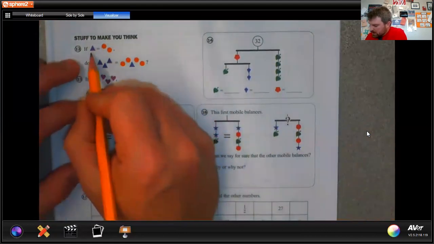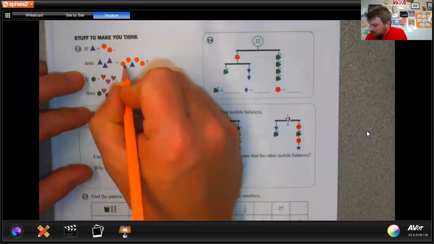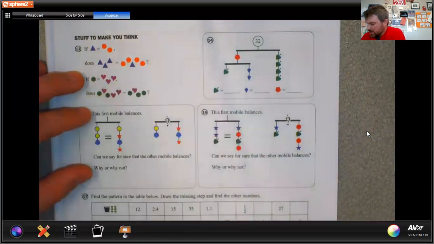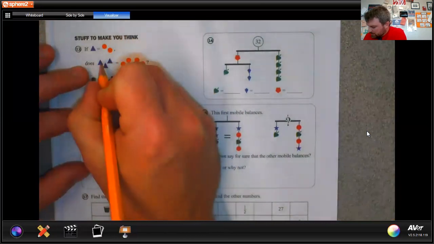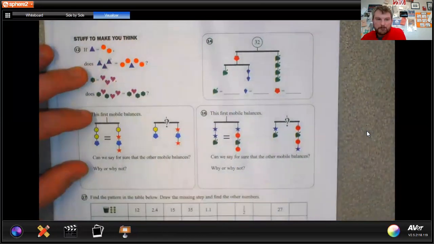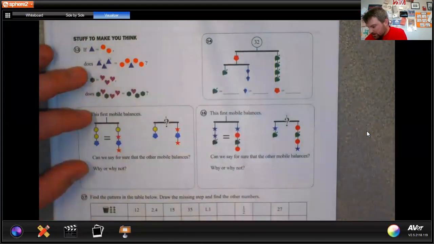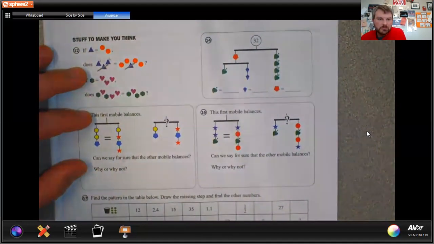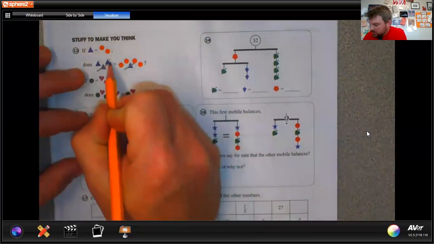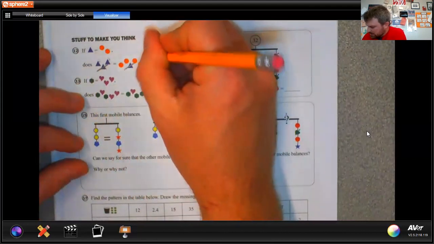Number 12. If a triangle is 2 circles, does 3 triangles equal 4 circles and a triangle? Is that true? Okay, well, a triangle is 2 circles. So really I have 2 circles, 2 circles, 2 circles. Okay, you notice I could do this a little bit differently. I just thought of, I've got a triangle on both sides. What happens if we cross them out? It's still going to be balanced. Okay, so I got 2 circles, a total of 4 circles. Here's 1, 2, 3, 4. So does it equal? Yes, it does.